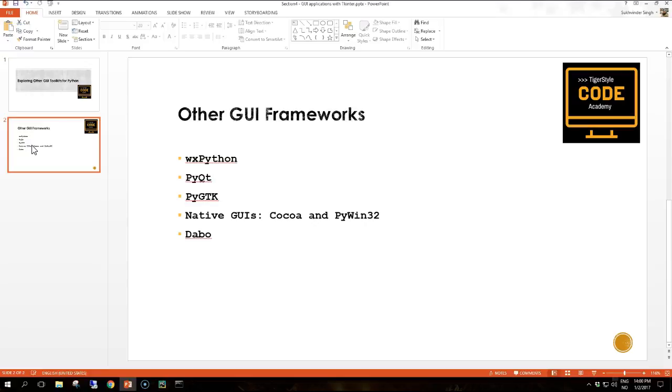There are active mailing lists and forums for both wxWidgets and wxPython. There are a couple of books available on wxPython, including one written by the lead developer. The wxPython website is at www.wxpython.org. So definitely check that out.